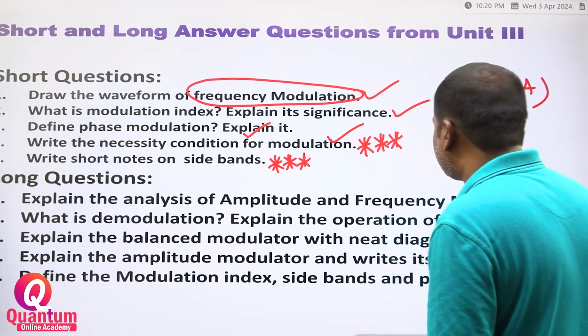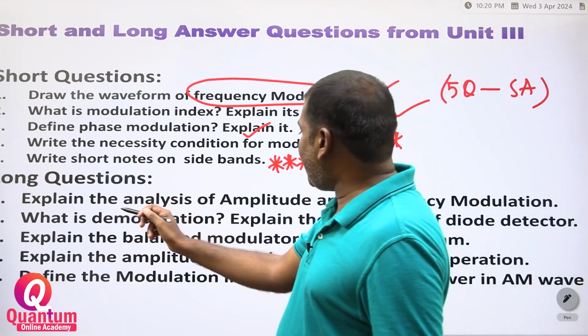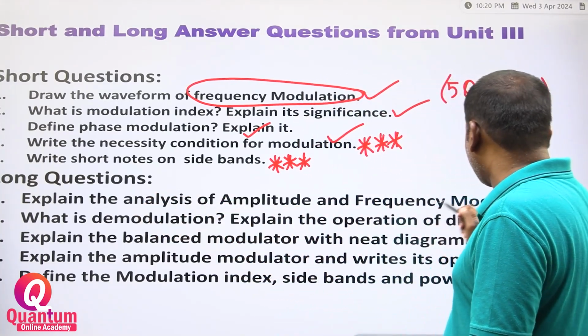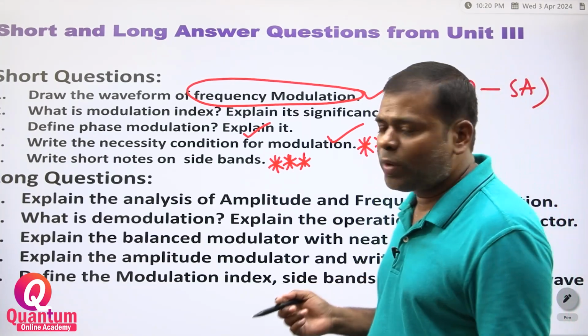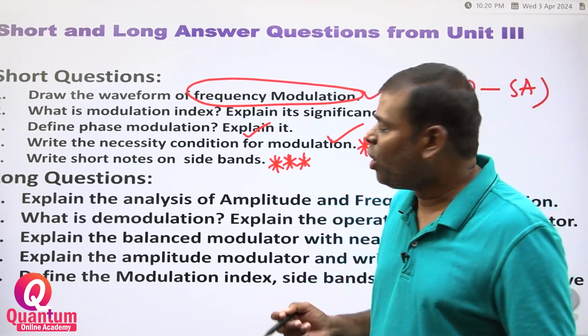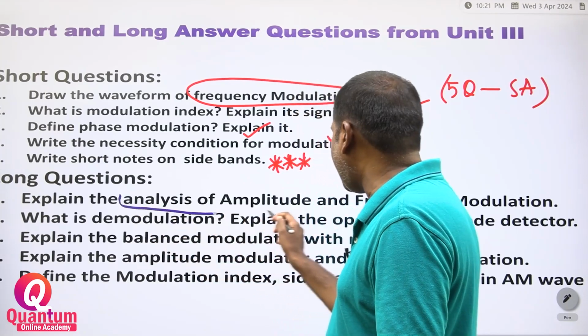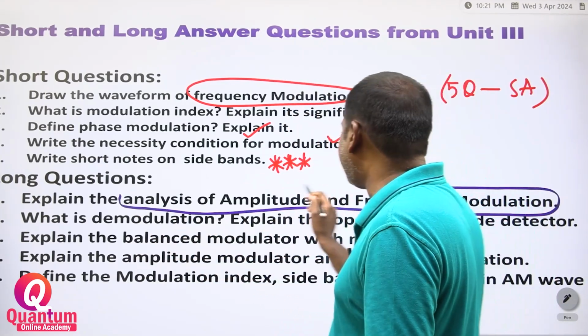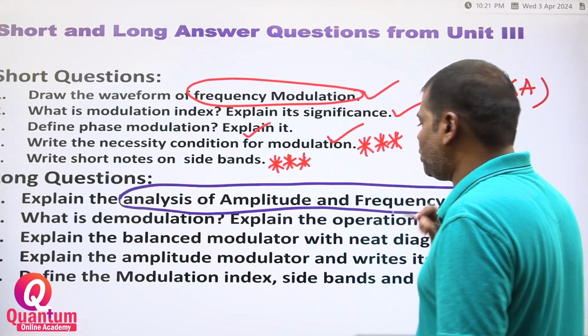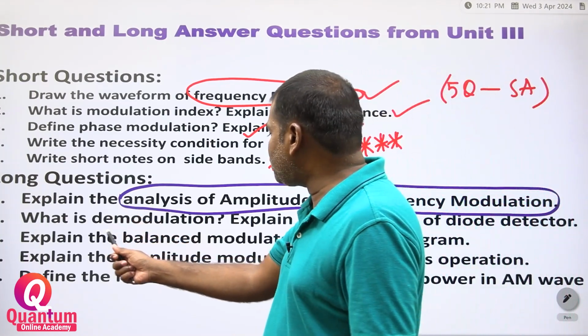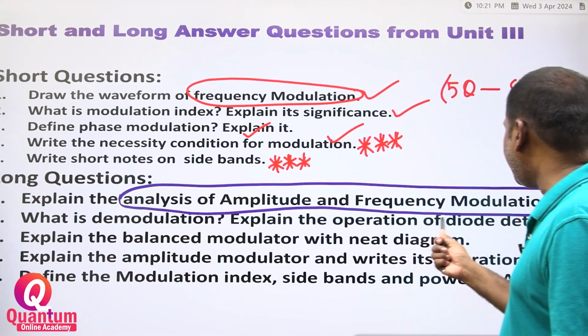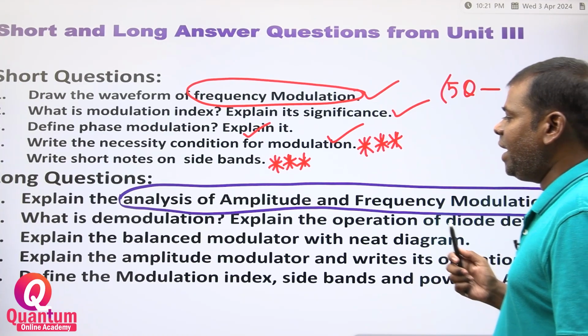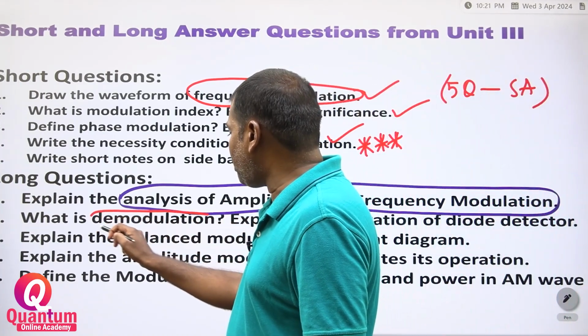5 long questions also I am giving. Explain the analysis of amplitude and frequency modulation. You have to write the formulas, derivations are there. So, those formulas you have to derive for amplitude and frequency modulation. This is the first question. Next, what is demodulation? Explain the operation of the diode detector. Demodulation, what is the demodulation?